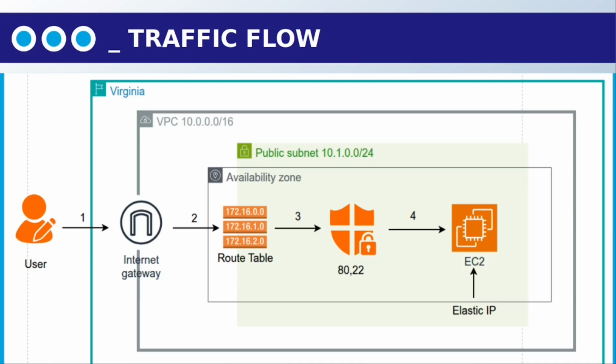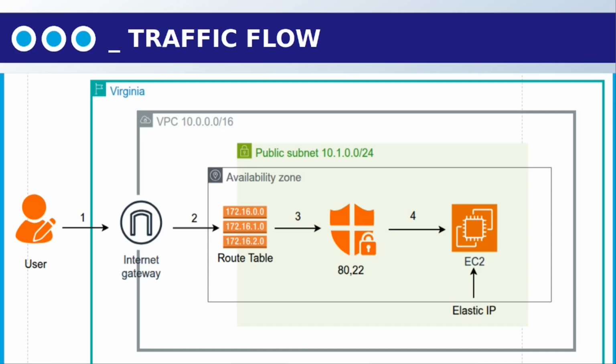Traffic flow explanation. Now let's walk through the end-to-end traffic flow step by step. First, a user opens a browser. Next, the request goes to the EC2 public IP. Next, traffic enters AWS via the internet gateway. Next, the route table directs traffic to the public subnet. Next, the security group allows HTTP traffic, and the EC2 web server responds. This flow clearly shows how AWS networking components work together.